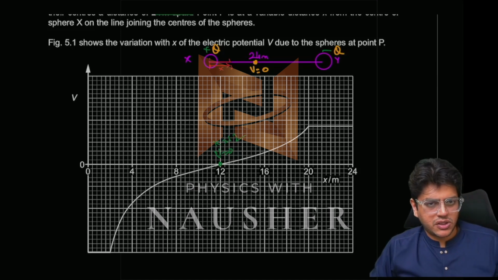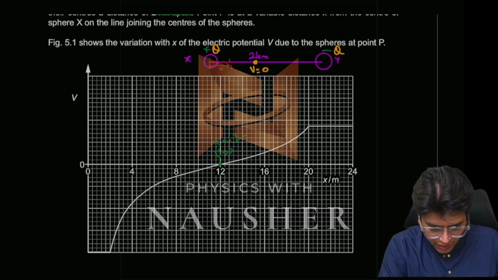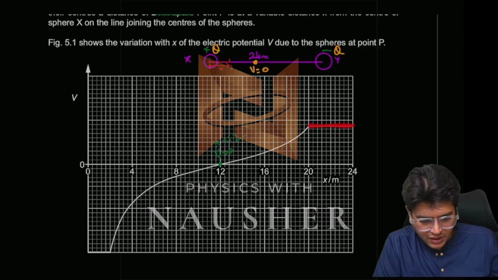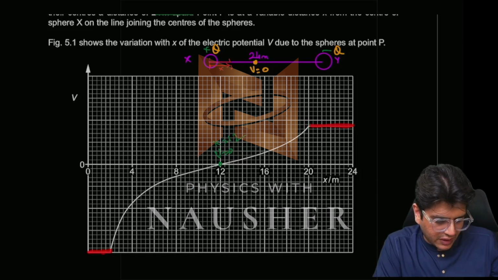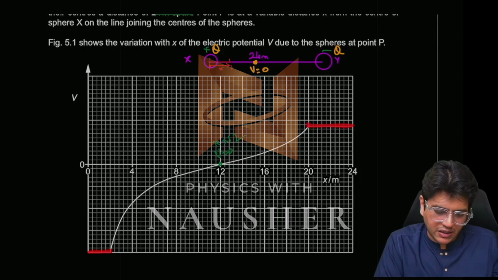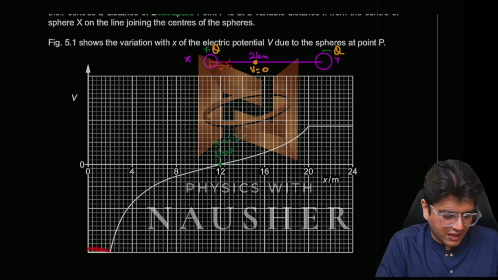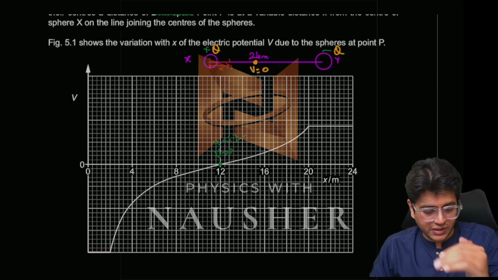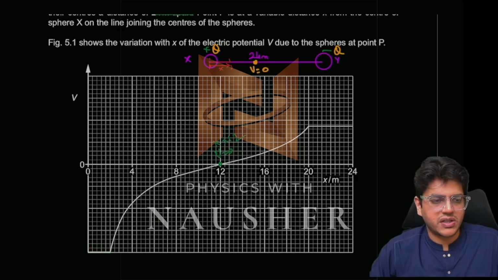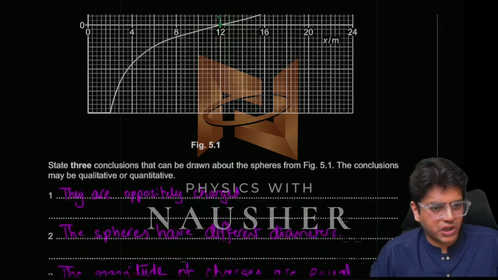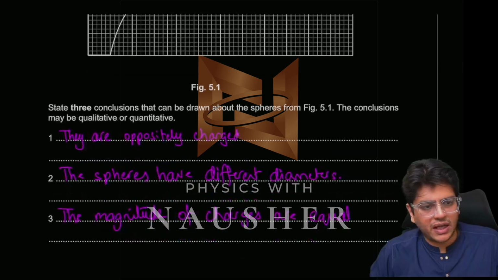And just one more thing that we can conclude, look at the flat line. You know that the potential is constant within the sphere. If you look at the flat line over here, it's smaller. If you look at the flat line over here, it's larger. That means that this sphere is larger and this sphere is smaller. This flat line represents the radius of the sphere.